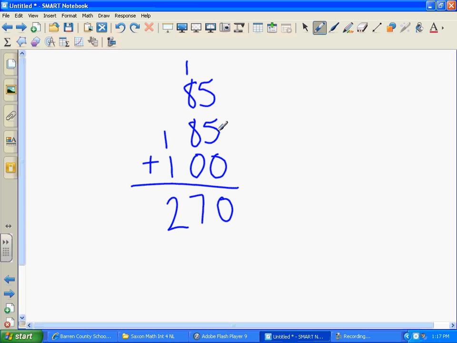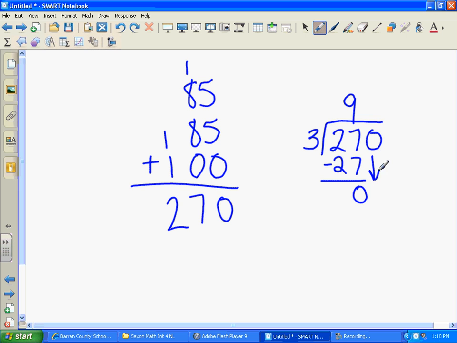Now, how many scores did he have? He had 3. So we're going to take that 270 points, divide it by 3. How many groups of 3 can we get out of 2? We can't get a group of 3 out of just 2, can we? So let's look at the next 2 digits. 27. How many groups of 3 can I get out of 27? That would be 9, right? Because 9 times 3 is 27.